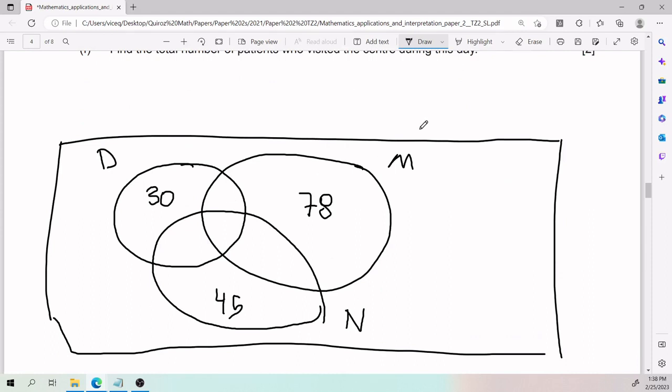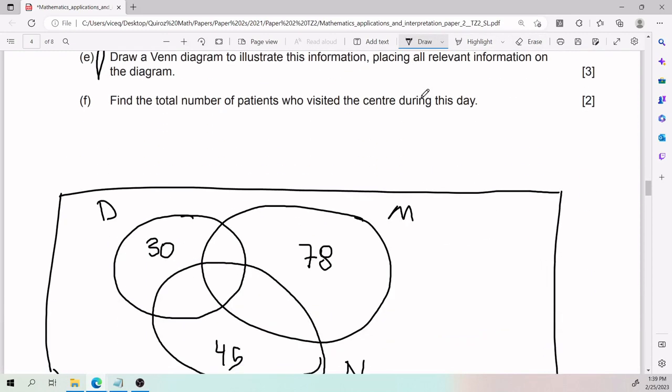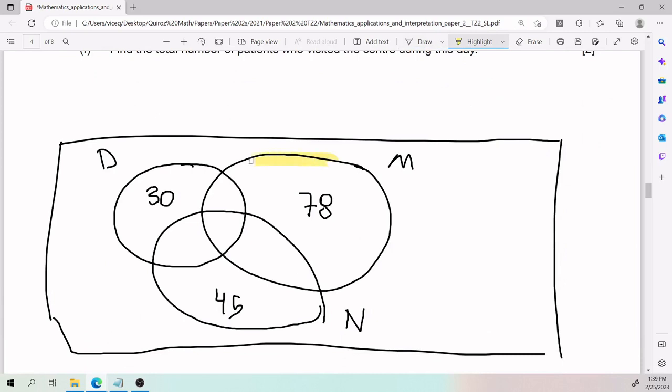And that is unfortunately already a mistake. So take a moment and think why. For example, 78 had medical tests. It doesn't say 78 had medical tests only, which can be a scenario, right? But it doesn't say only. It says that 78 had medical tests. And so that 78, where is it in my diagram? That 78 is actually all of this.